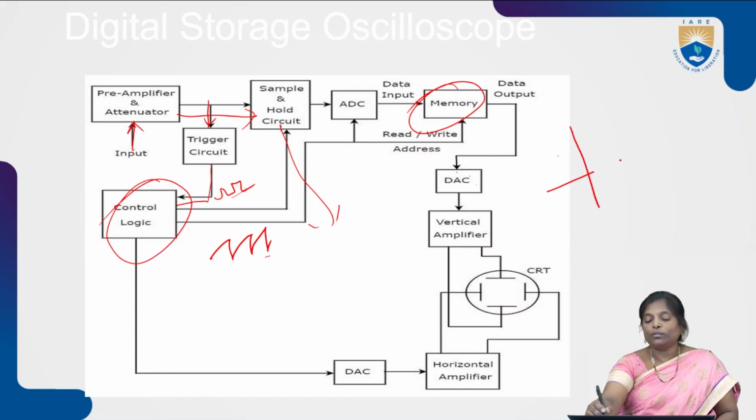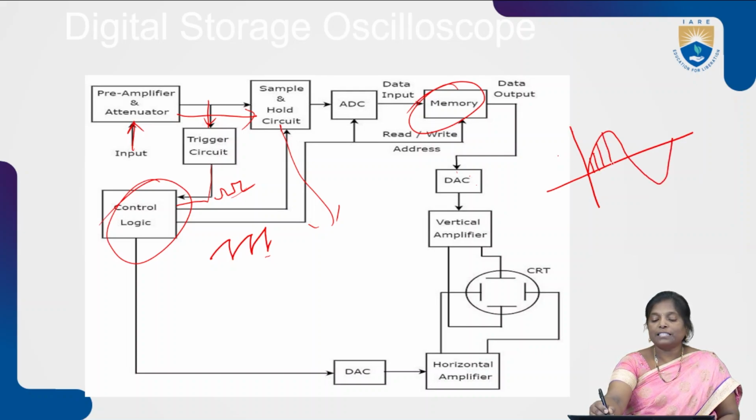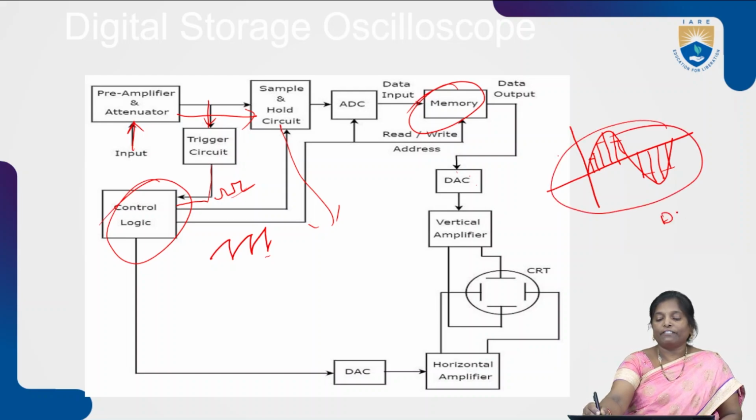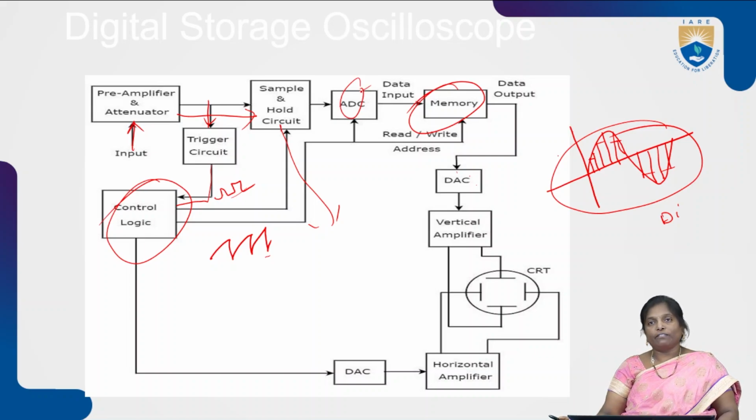In this sample and hold circuit, initially the input signal, the analog signal, is sampled like this. Then it will equalize the input voltage levels, equalize the amplitude levels. Whenever it equalizes the amplitude levels of the input signal, then that input or analog signal data is converted into digital data with the help of the analog to digital converter.